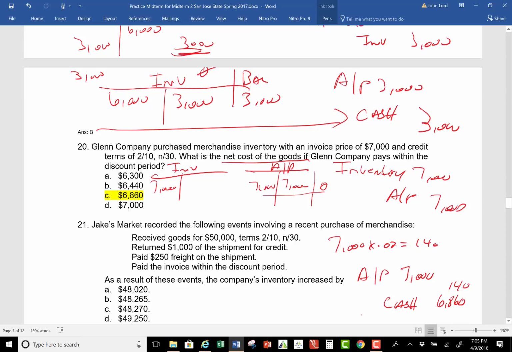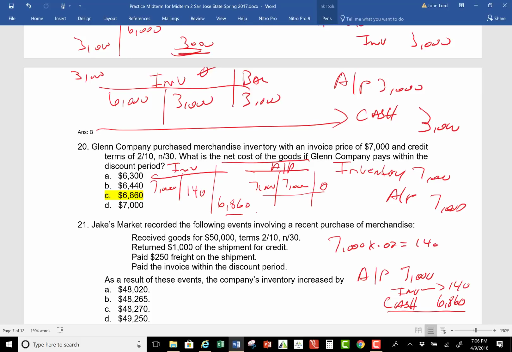Where's that credit for 140 going? How much did I pay for that inventory? 6860, didn't I? So don't you think that the inventory then should show that I paid 6860 for it? Is that the balance that's in there now? Isn't that what I paid for it?